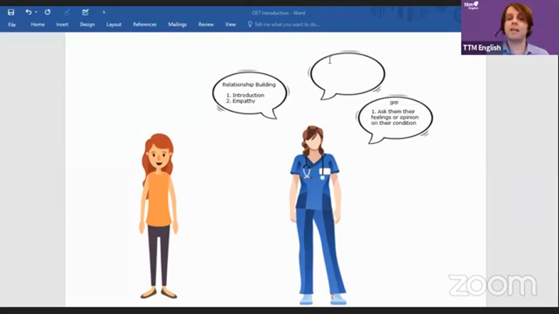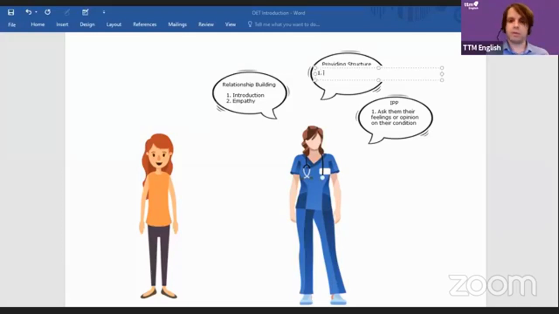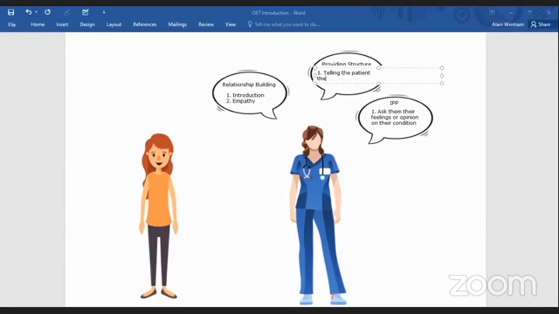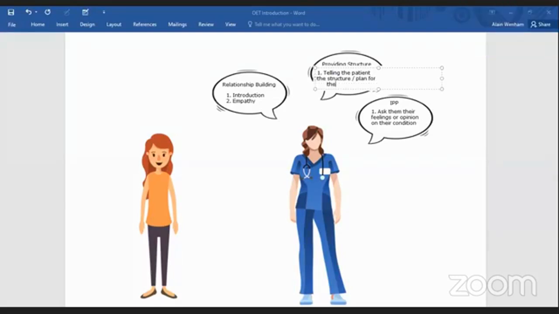What's the next one? Providing structure. Let me ask someone to help me with providing structure. What does that actually mean? If I ask maybe Sneha, and I'll also ask Pavani. Providing structure, what are we talking about here? Giving the information in an order. The way we are signposting what we are going to say. Could you give me an example? Telling the patient the structure, the order of the conversation. The structure, the plan, right? For the consultation, yeah.